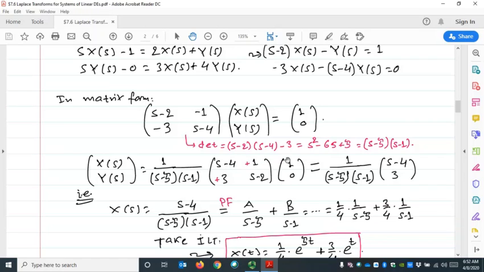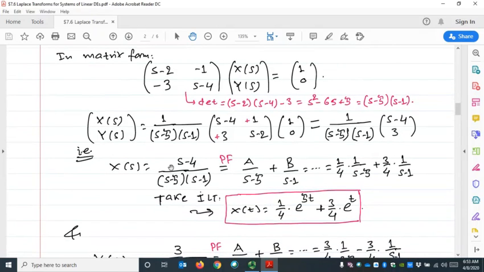So s minus 4 times 1 plus 1 times 0, 0. So simply s minus 4. Similarly, 3 times 1 plus s minus 2 times 0, which is 0. So simply 3. Let me scroll down. So now we found the solution for capital X and capital Y. So capital X equals s minus 4 over this factor, and capital Y equals 3 over this factor, which is s minus 5 times s minus 1.